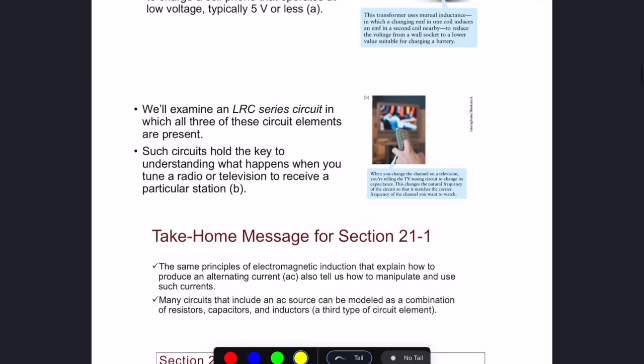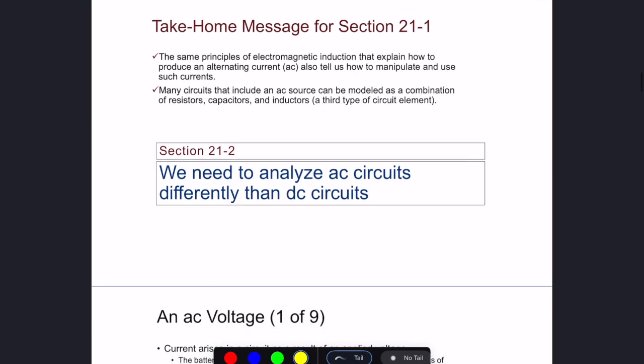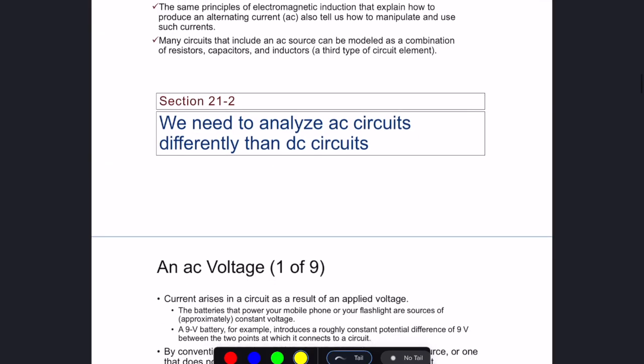So just to wrap up this introductory section, we are going to use the same principles of electromagnetic induction that we learned in chapter 20, but we're going to talk about them in the context of some circuit elements and devices, okay? And then we're going to learn about the types of circuits that we power using AC voltage. So we need to develop some mathematical tools that will help us analyze AC circuits, because the way we analyze AC circuits is different than DC.